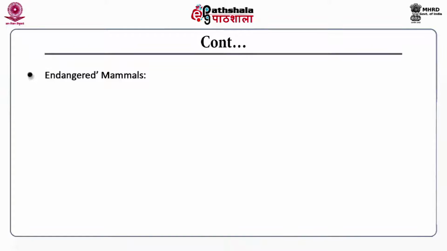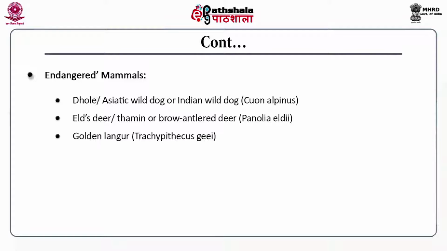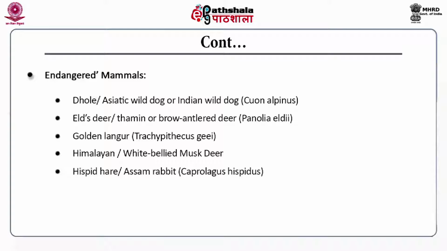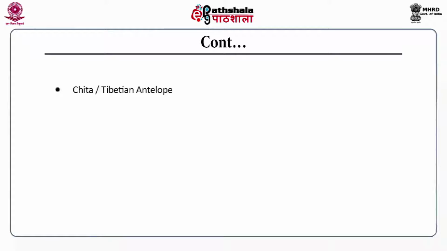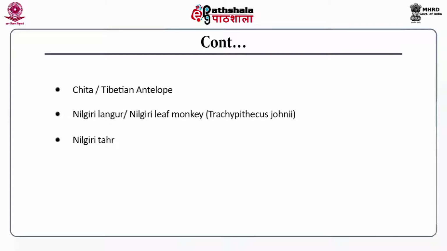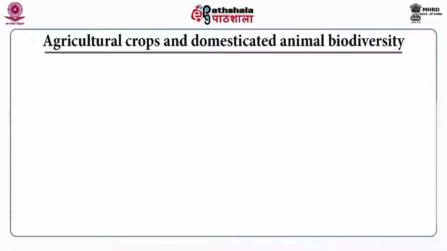Then come endangered mammals including the dhole or Asiatic wild dog or Indian wild dog, and elk, deer, thamin or brown antlered deer, golden langur, Himalayan or white-bellied musk deer, hispid hare, Assam rabbit, hog deer, lion-tailed macaque, wanderoo, cheetah, Tibetan antelope, Nilgiri langur, Nilgiri leaf monkey, Nilgiri tahr, red panda, wild ass or khur, agricultural crops and domesticated animal biodiversity.